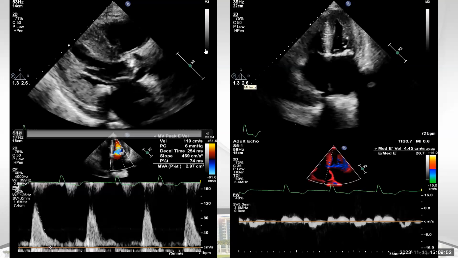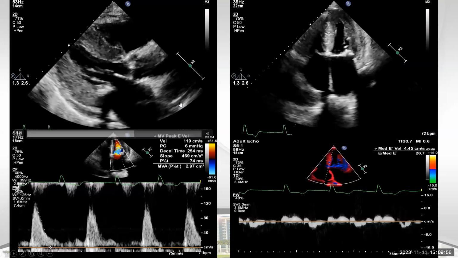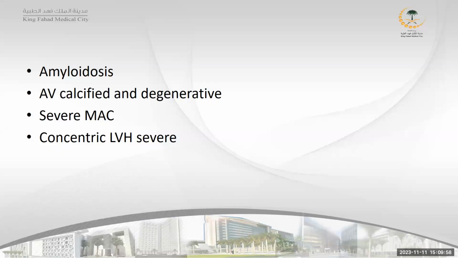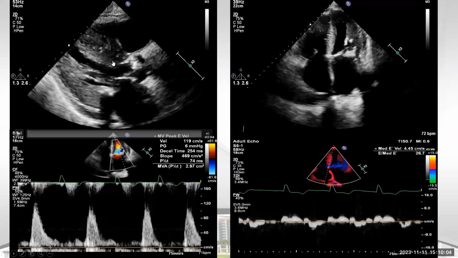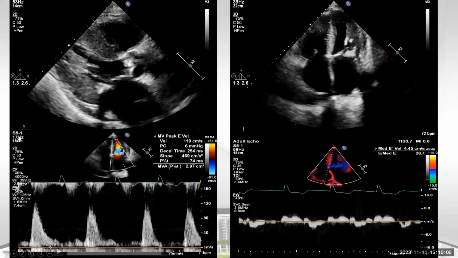And yes, you can code both restrictive cardiomyopathy and amyloid. Both of them can be coded because amyloidosis is one of the causes of restrictive cardiomyopathy. This is very common that you'll find with amyloidosis, as I said: severe aortic valve degeneration and calcification, severe mitral valve degeneration and pericardial effusion, and severe LVH with sparkling here, as you said.